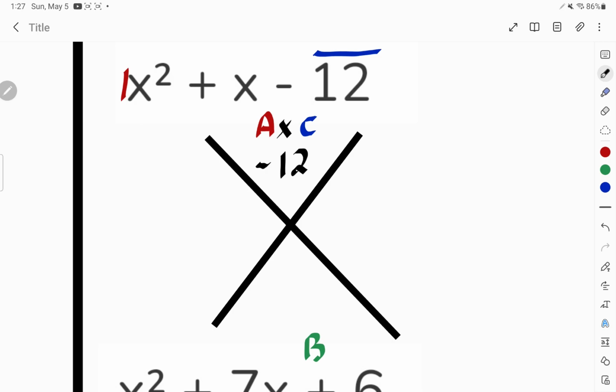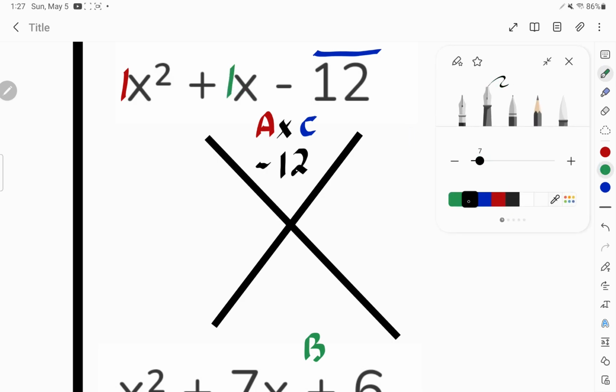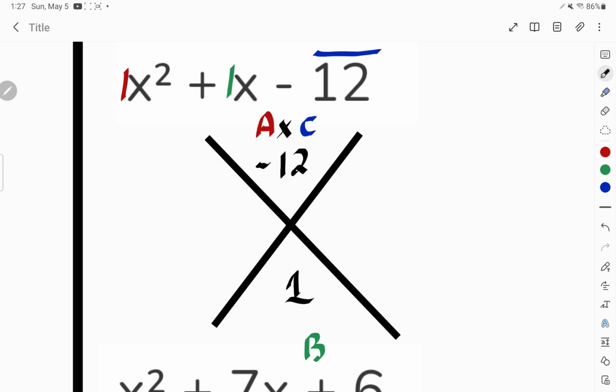Now on the bottom, we're just going to write B, which in this case, if I'm not mistaken, is just 1, because there's nothing in front, so there's an invisible 1 in there. So 1. Okay, so same rule applies. I need two factors that if I multiply them, give me 12, but if I add them, give me a positive 1. Okay, so we need to figure out multiples of 12. Negative 12, actually, so that's going to be very important.